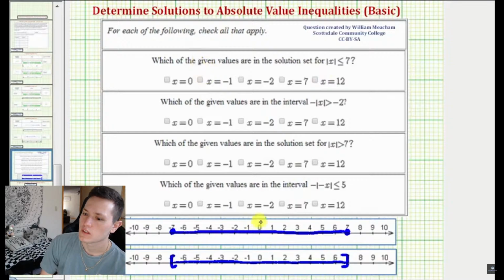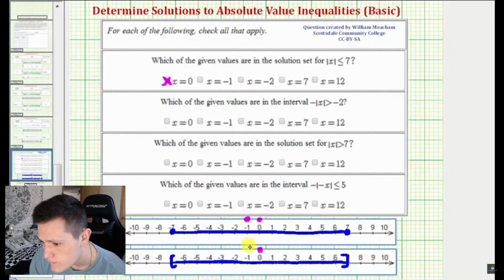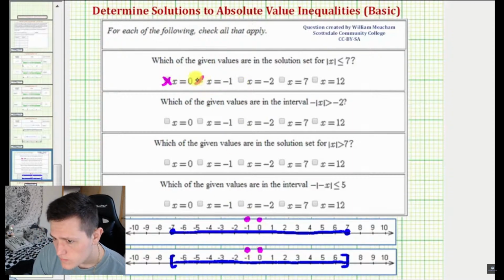So we have x equals 0, which would be here, which is in the solution set or interval. X equals negative 1 would be here. Yes, that's in the interval or solution set. X equals negative 2. Yes, that's in the solution set. X equals 7 would be here. Because the endpoint is included, this value is in the solution set.